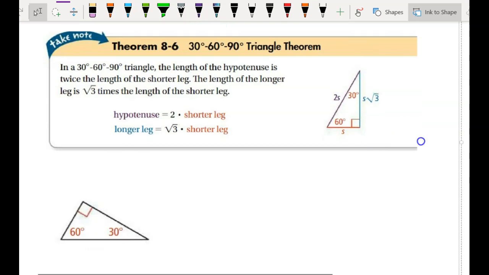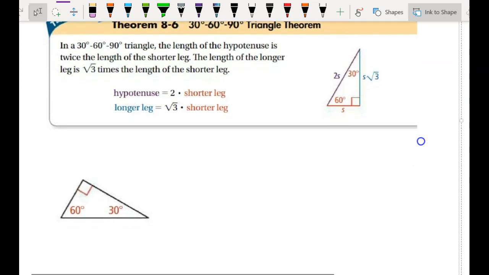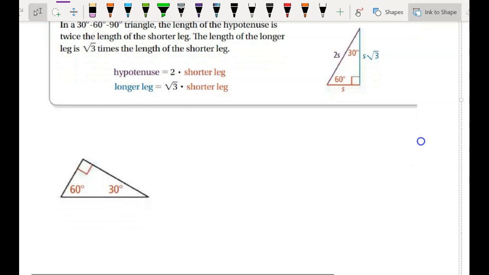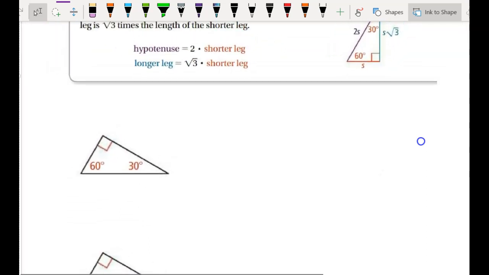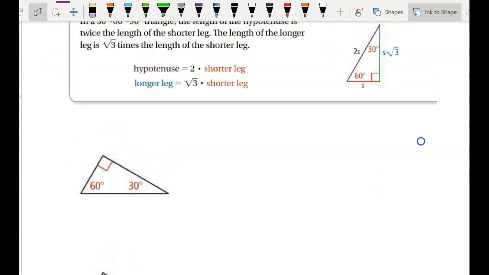So at first this might be a little bit tricky to remember, but the more you do it, the easier it's going to be, and it'll save you a ton of work. So I would recommend spending a few minutes to learn this. So let's see what we can do with it. So let's say on this triangle, my short leg is 5.